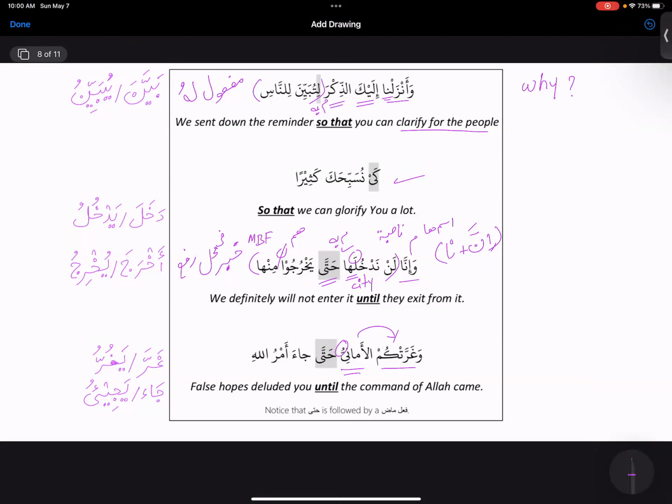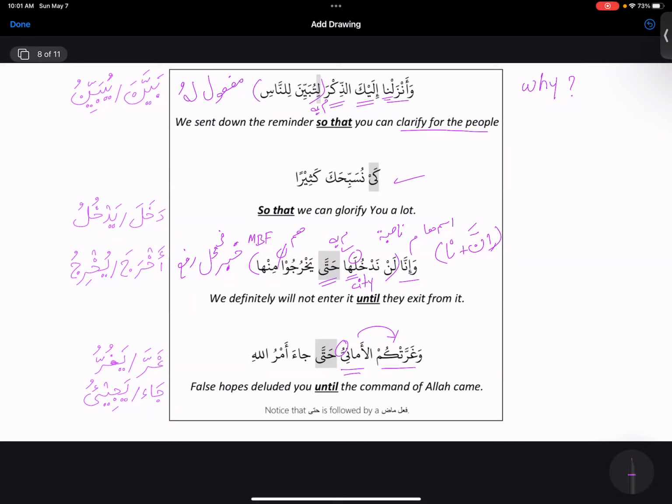What are the examples of false hope? Thinking that we are the beloved ones of Allah subhanahu wa ta'ala, like Bani Israel used to think. They used to say we are the sons, we are the beloved ones, right? And what do we say as Muslims? We're the Ummah of the Prophet. So we have amani as well, and we also say Allah subhanahu wa ta'ala is Ghafurur Rahim, do whatever you wish. Exactly, heard that many times. So this is basically amani. So false hope deluded you until the command of Allah came.